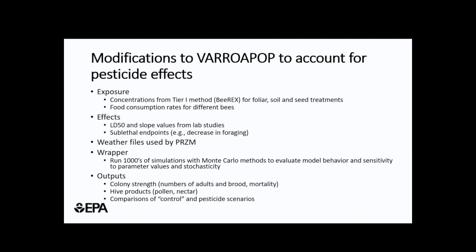The outputs of this model are very similar to what the original BPOP and Varroa pop model generate. So we get numbers of adults and number of brood, which is broken down into eggs, larvae, and pupae. And we can also tabulate how much mortality occurs at those different life stages as well. New to the model is an estimate of how much pollen and nectar is generated. And all of that is compared to what we would call a control or reference scenario, where we would simulate the hives without a pesticide exposure. And then we also run a simulation with the pesticide exposure and essentially compare the results. Let me show you what that looks like.